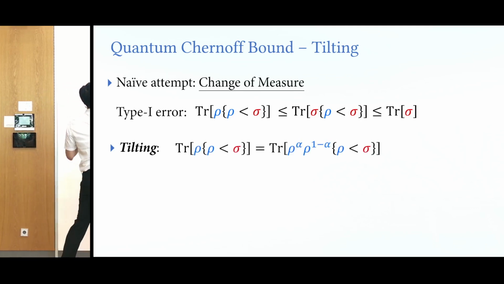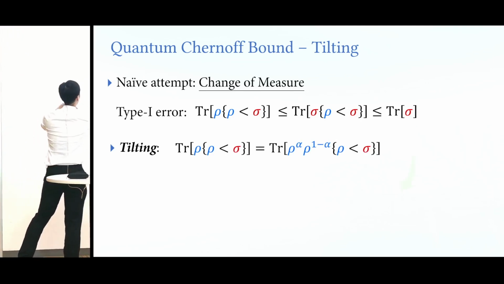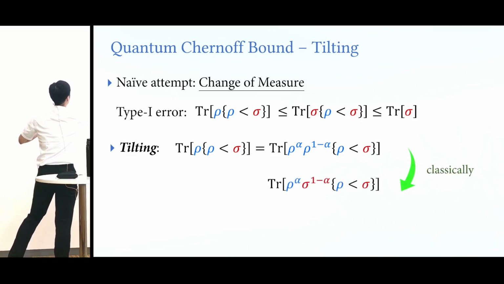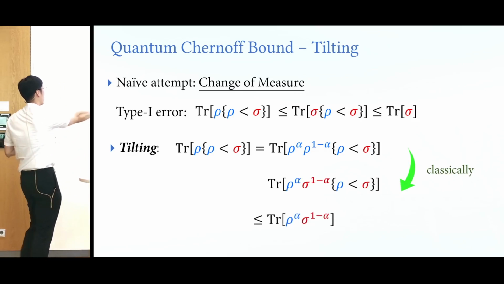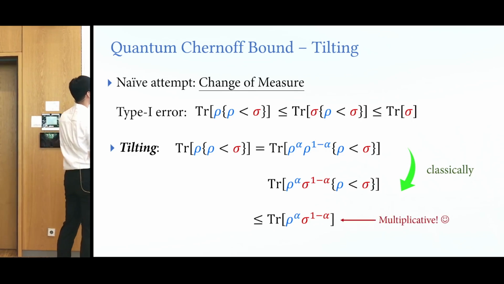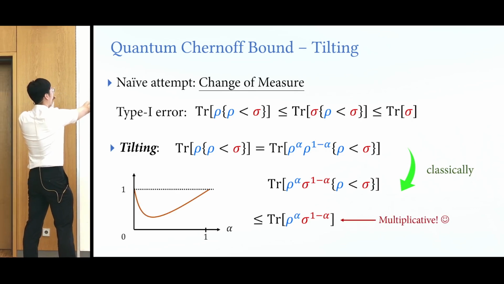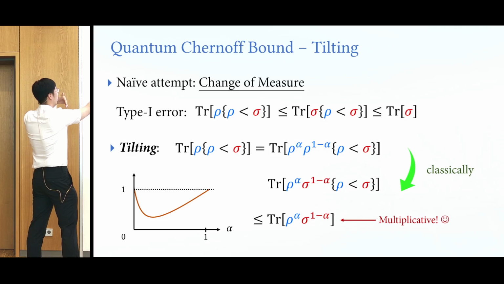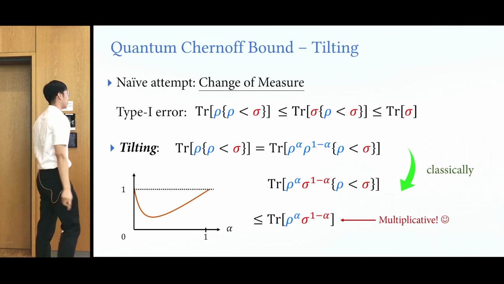We decompose this rho to rho alpha, rho 1 minus alpha, and with the help of this projection, at least in the classical setting, move this rho to this sigma 1 minus alpha. We can throw this away easily, and it becomes a multiplicative bound. I think that's the spirit of the Chernoff bound. We choose the optimal alpha between these, such that it becomes multiplicative. It's like the Markov inequality in probability theory, exponentially tilted.